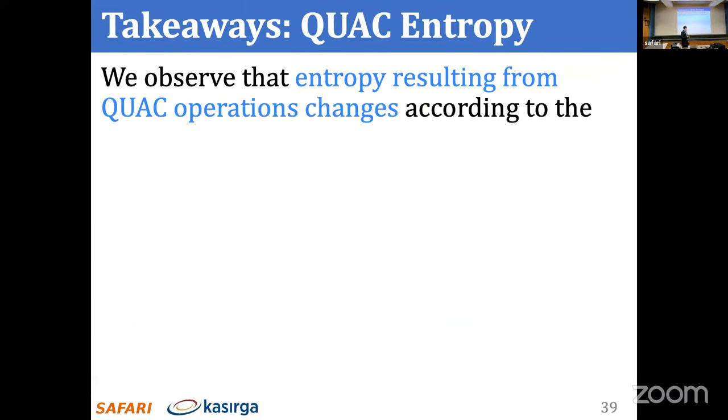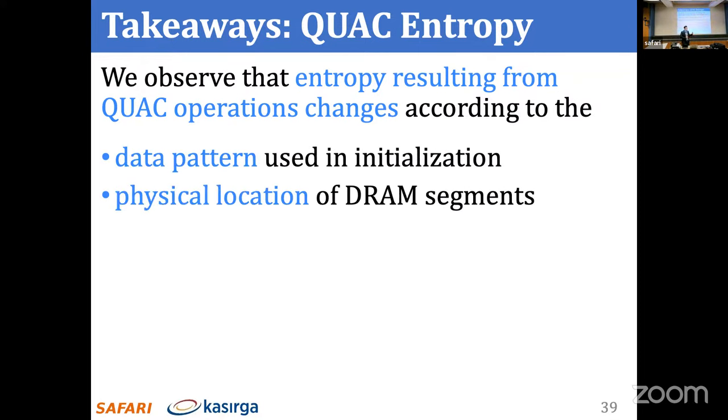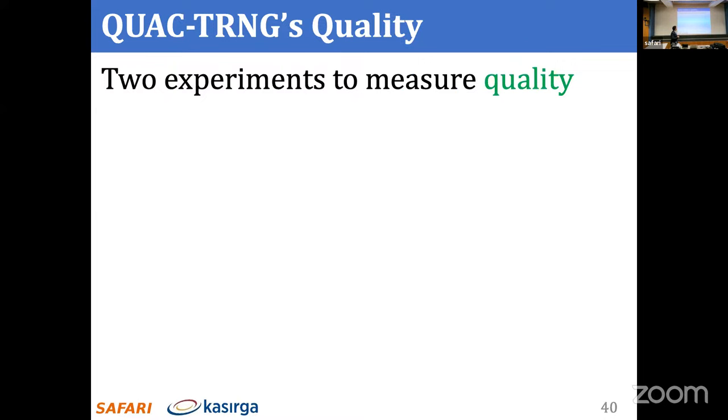Okay. So the takeaway from the entropy study is that the entropy resulting from QUAC operations changes with the data patterns and the physical location of DRAM segments. And we attribute this to systematic manufacturing process variation and design-induced variation effects. Now I'm very slow, so I will go a bit faster.